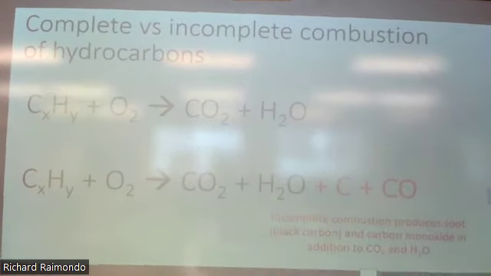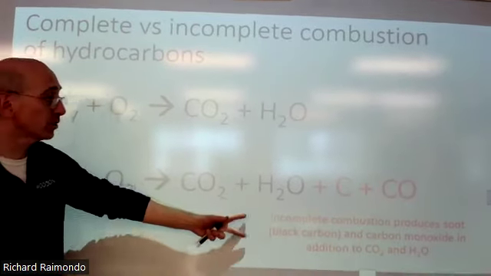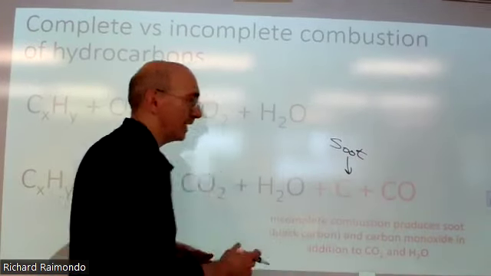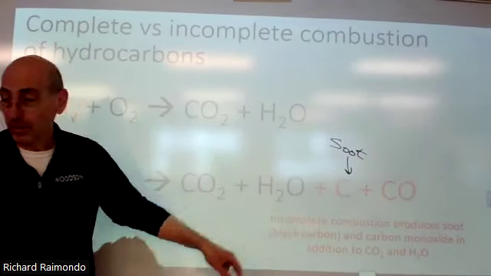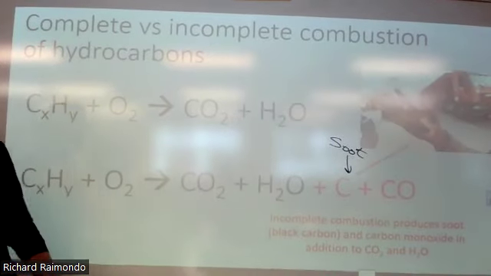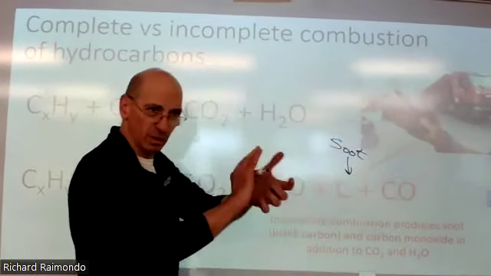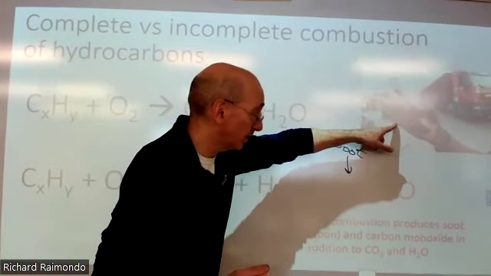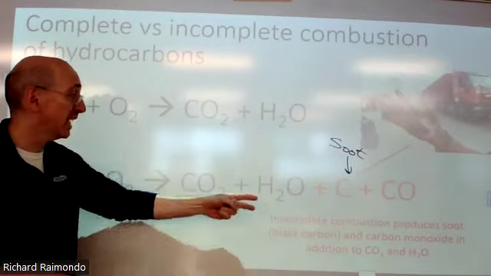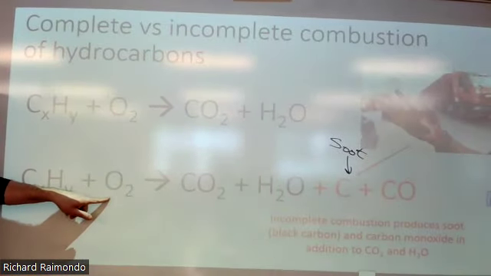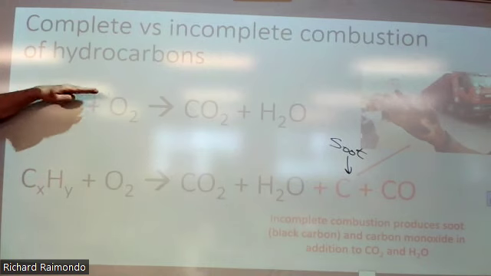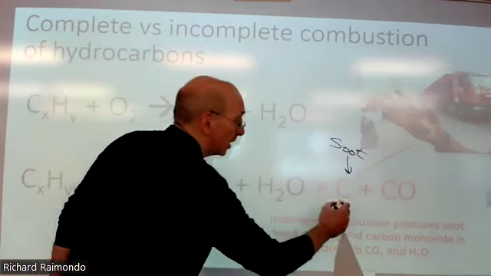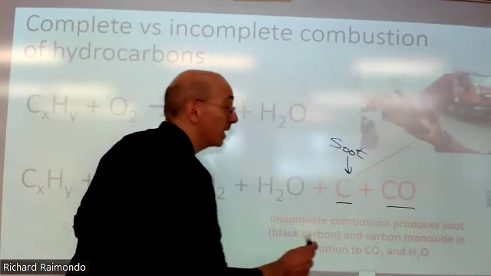So what is black carbon, or C? This is incomplete combustion. It produces what we call soot, black carbon. That gets in your lungs and will kill you slowly. The carbon monoxide will kill you a lot quicker. Soot is like the black stuff you get on your hands from a campfire. And carbon monoxide forms because we don't have enough oxygen in the combustion. You might want to write this down: complete combustion, incomplete combustion. The products of incomplete combustion include carbon and carbon monoxide.